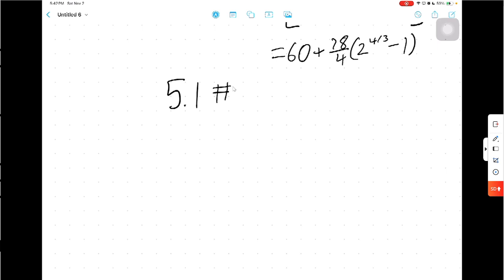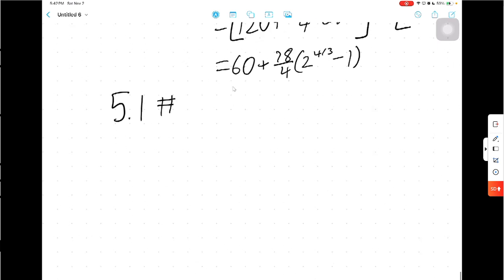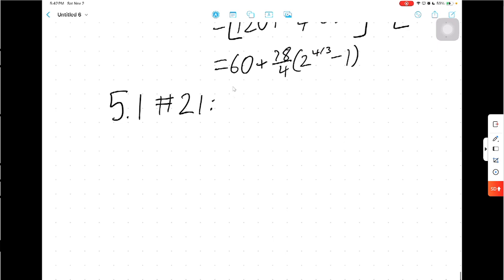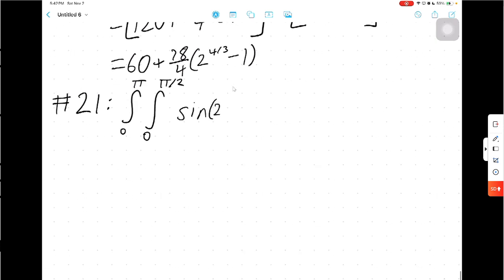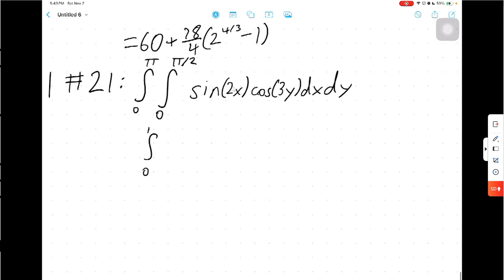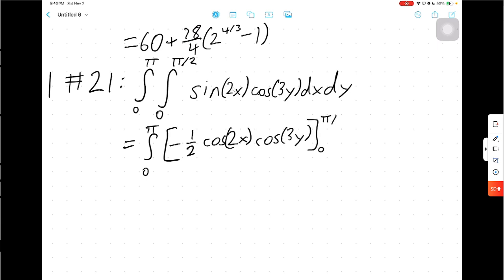Number 21. And here we're allowed to choose the order of integration. Pi over 2, sine of 2x, cosine of 3y, dx dy. I'm just going to leave it as is. So we get negative 1/2 cosine of 2x, cosine of 3y, evaluated from 0 to pi over 2.